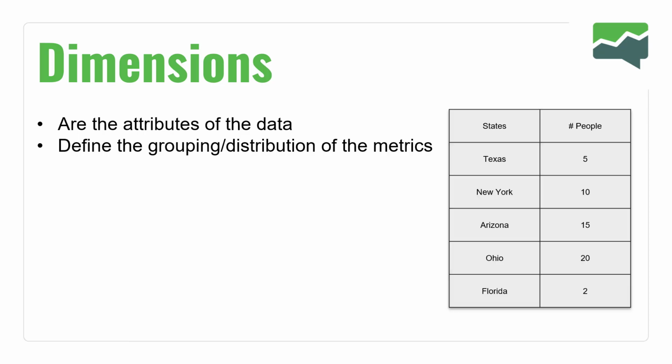Which one is the dimension? The dimension in this case is how the data is grouped, which is states. There are 5 states listed here, and we can see each of those states. And our data, our metric, which I'm going to talk about in a minute, is grouped by those states.